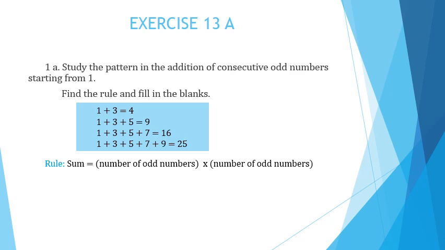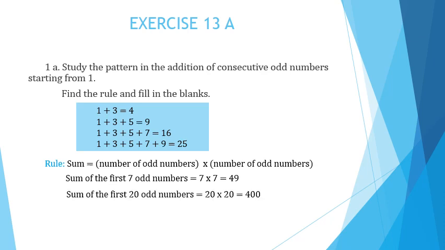So now we are going to solve these two questions. Sum of the first 7 odd numbers is equal to, how many numbers are there? 7. So 7 odd numbers. So 7 multiplied by 7 is equal to 49. Sum of the first 20 odd numbers is equal to the number of odd numbers, which is 20. So 20 multiplied by 20 is equal to 400.